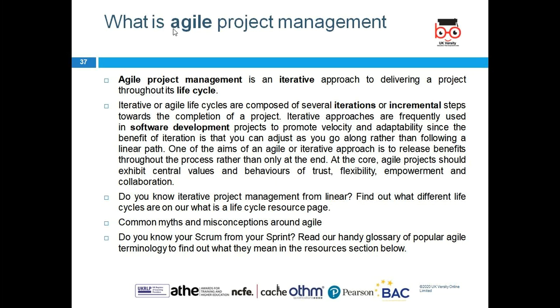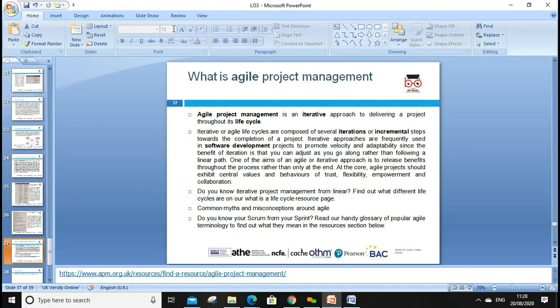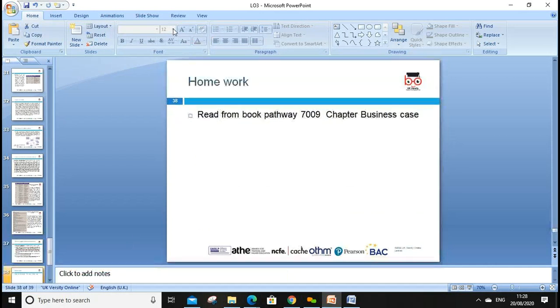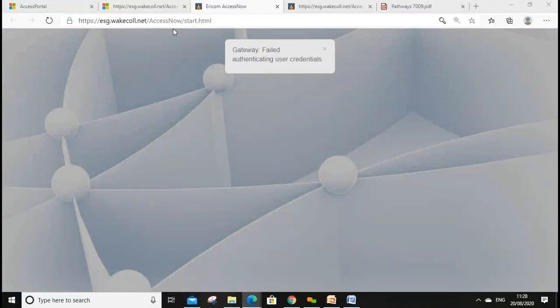Do you know the difference between agile project management and linear? Linear means each step follows the previous one, and that can make the project life cycle shorter or bigger, it depends. There is a common misconception around agile. Do you know the sprint? We need to read the handy glossary of these terms, whatever is used in the terminology. So I copied the link for you if you want to read further.